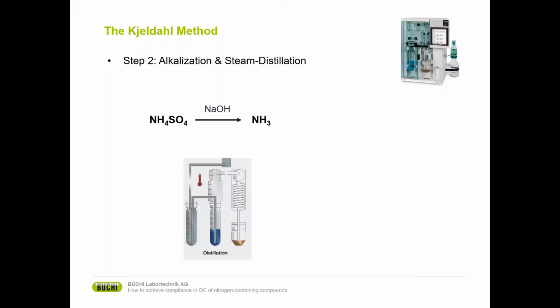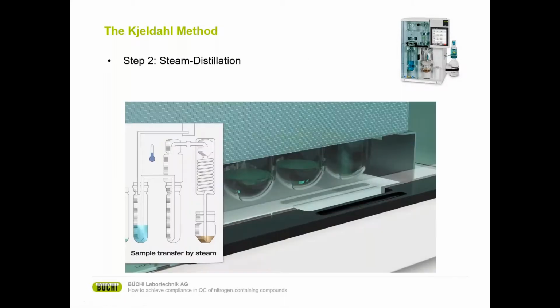The next step, as I mentioned, is alkalization and steam distillation. This step is very simple, actually. You just add sodium hydroxide solution. With this addition, you raise the pH so that the ammonium sulfate gets converted into volatile ammonia over here on the right side. How this whole process looks in real life, you can see in this animation here.